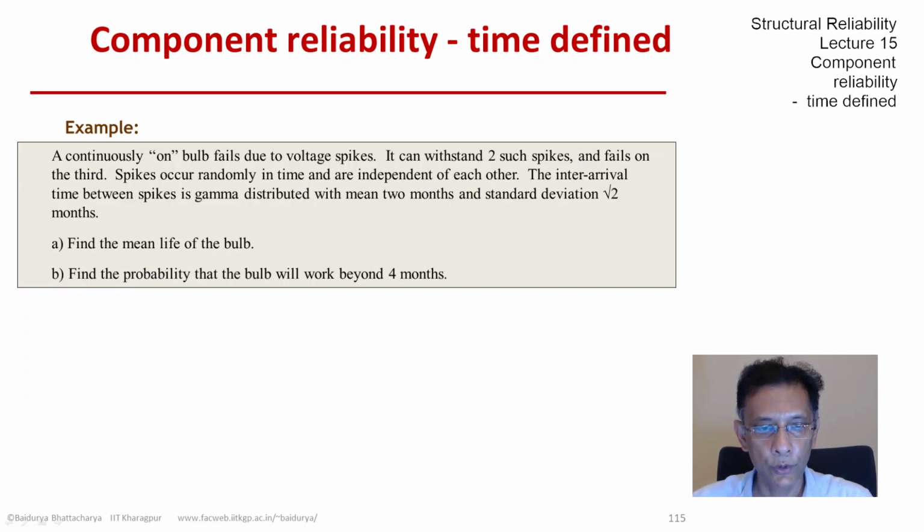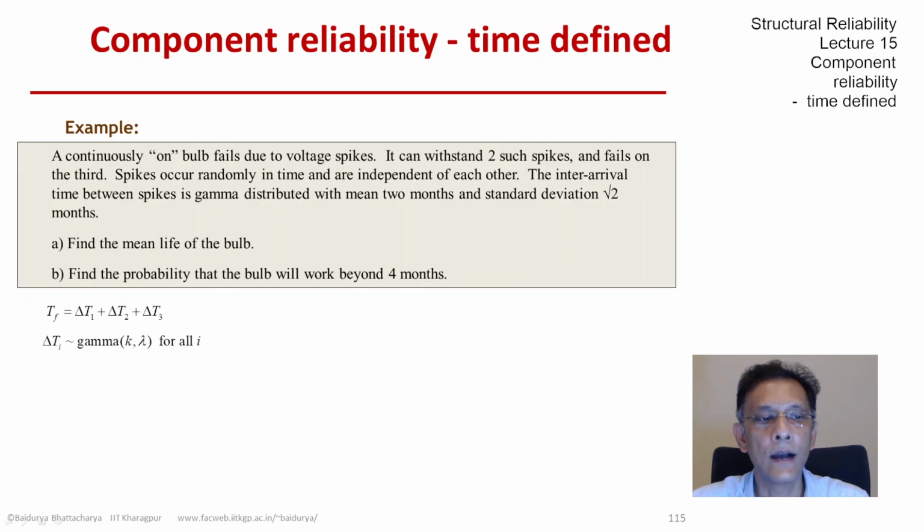Okay, so let's first start by defining the time to failure for the bulb. The time to failure of the bulb is the sum of the interarrival times of the three spikes: delta T1 plus delta T2 plus delta T3, because the bulb fails on the third spike, so it's the sum of 3 delta T's. Now each of these delta T's is gamma distributed and they are mutually independent. We are going to use that very soon.